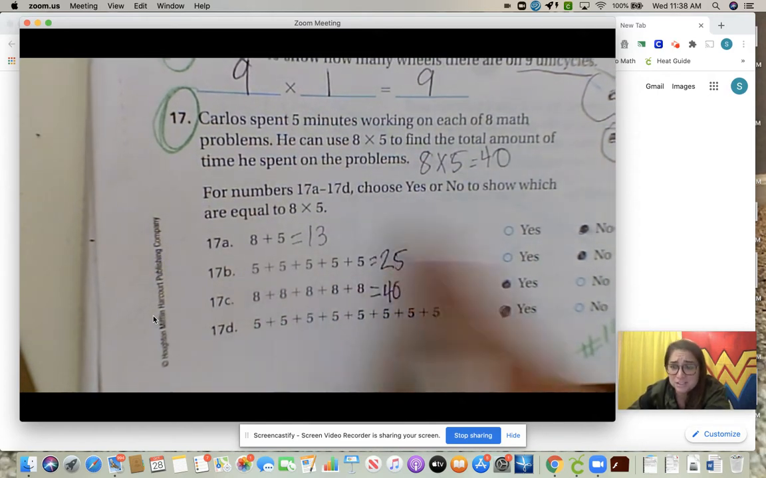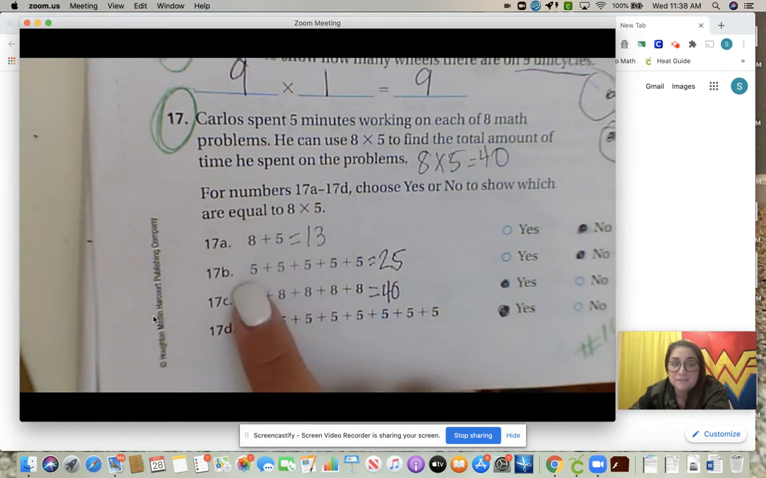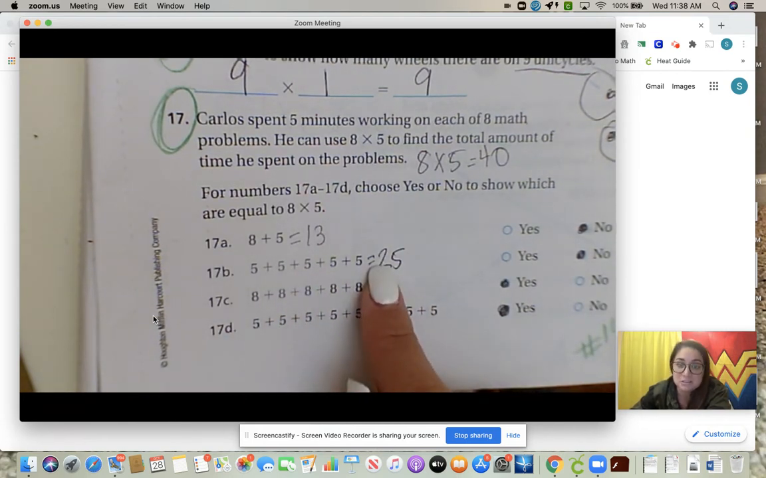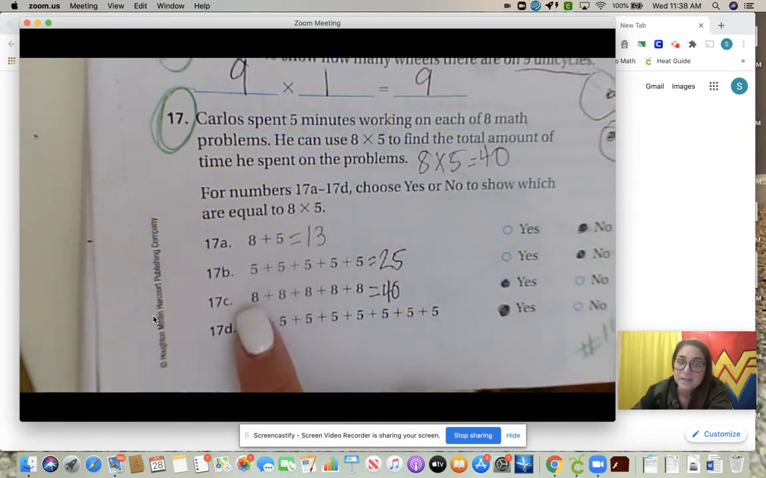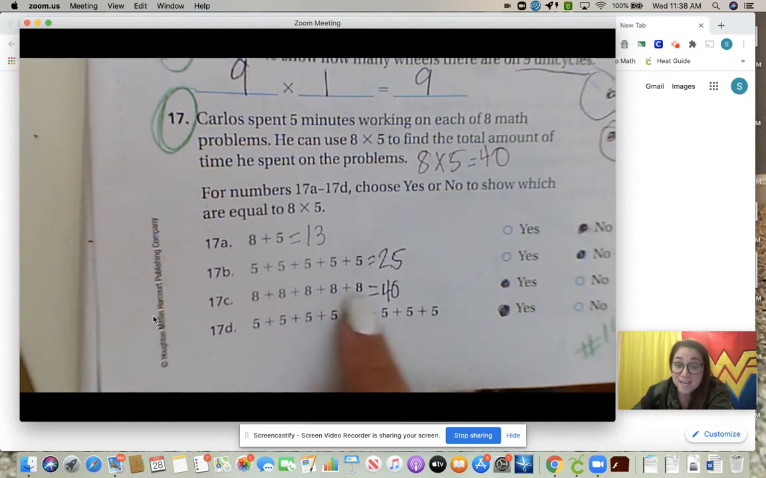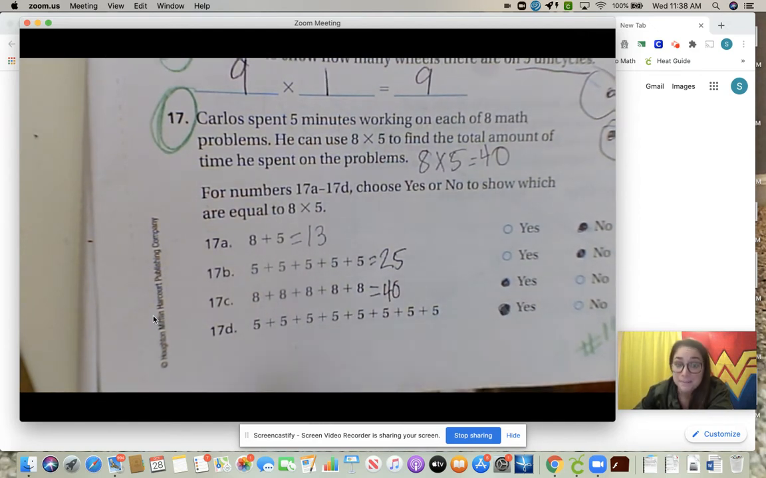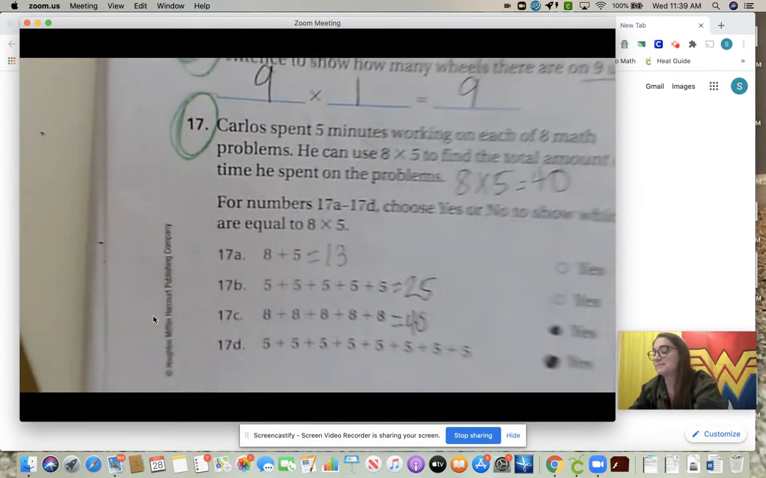8 plus 5 is 13, so that's a no. 5 plus 5 plus 5 plus 5 plus 5 is 25, so that's a no. 8 plus 8 plus 8 plus 8 plus 8 equals 40, so that's yes. And 5 plus 5 plus 5 plus 5 plus 5 plus 5 plus 5 plus 5 also equals 40, so it is a yes.